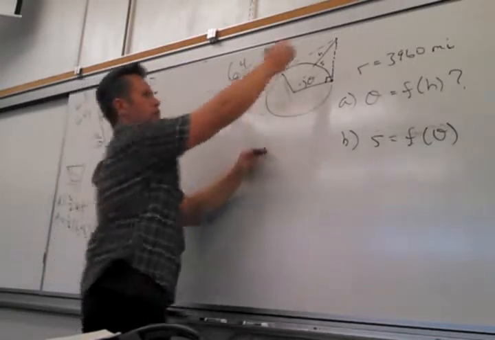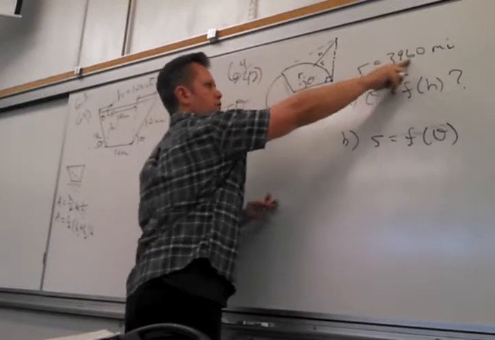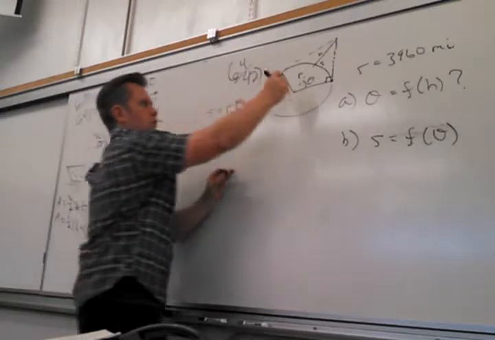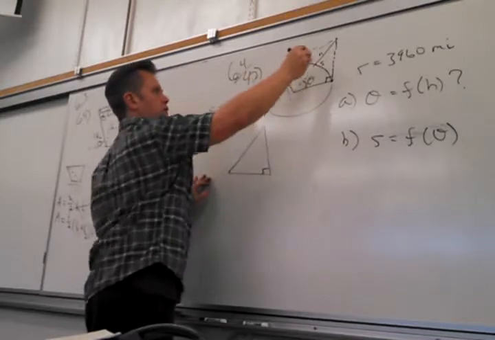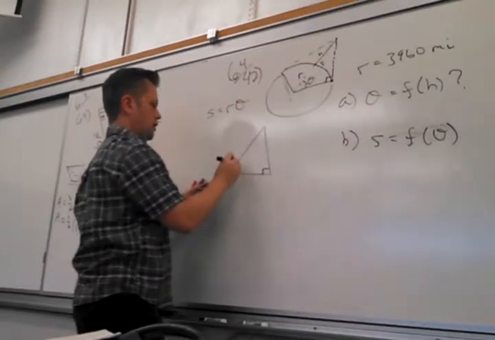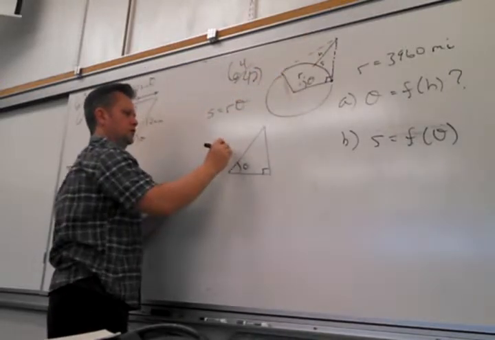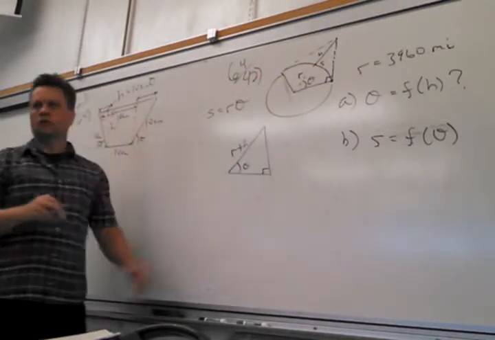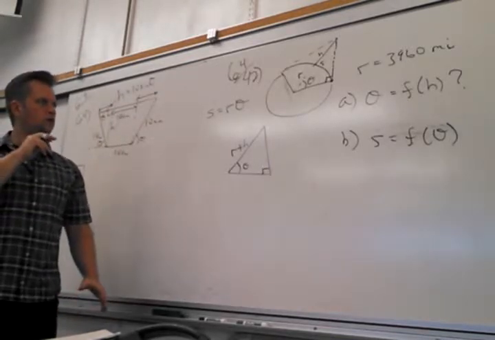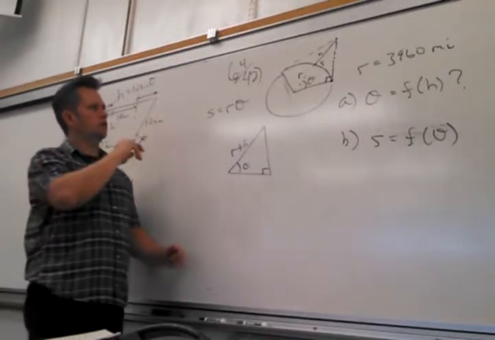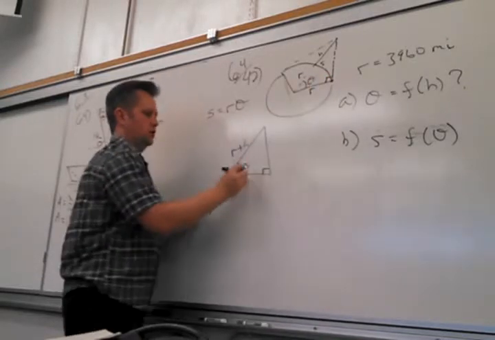Now that we know there's a right triangle here, this here I'm going to call R. That's the radius of the Earth, of course. Let's draw that right triangle here. This is going to be theta here. Is everybody cool with that? There's theta. What's the hypotenuse? R plus H. And what's this side? It's R again, right?